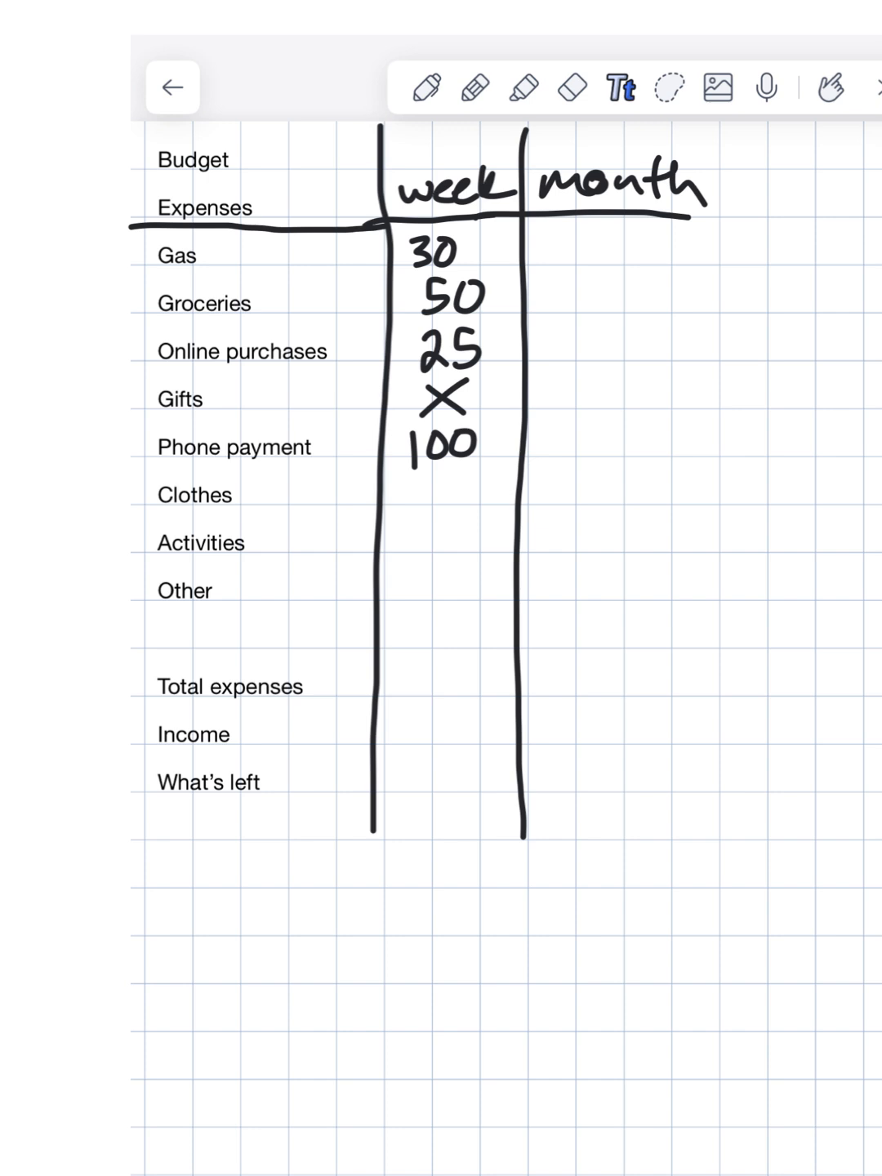Okay, clothes are a separate category here than online purchases. If you shop for clothes online, you don't have to include clothes. Honestly, I haven't bought new clothes in a while, so I'm not going to include that in my budget.